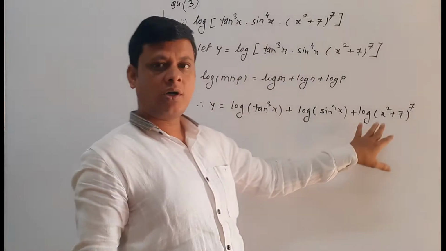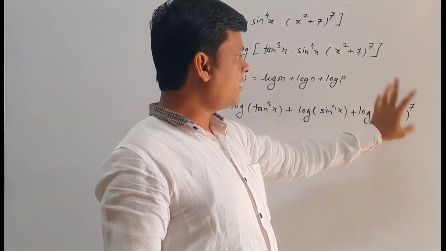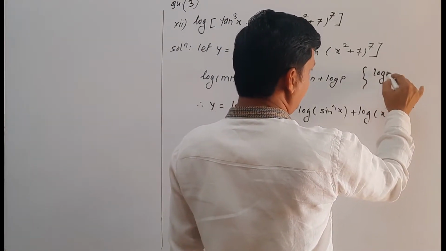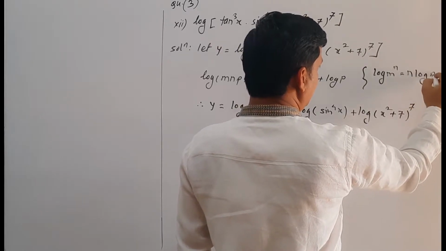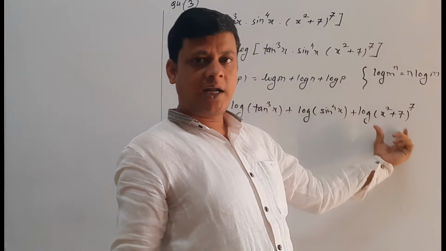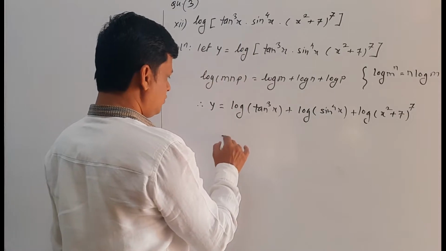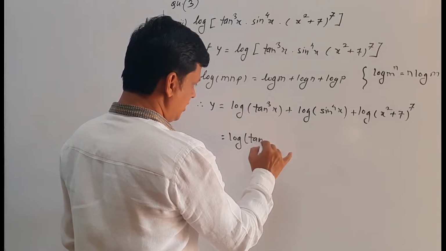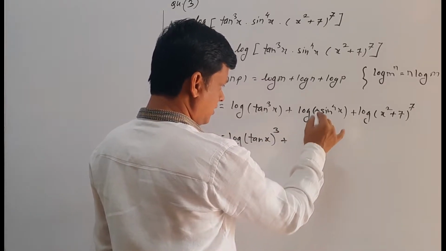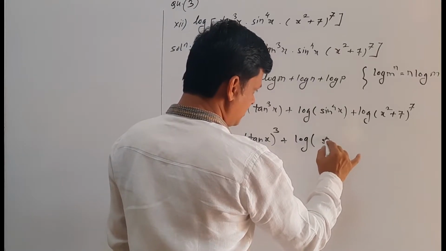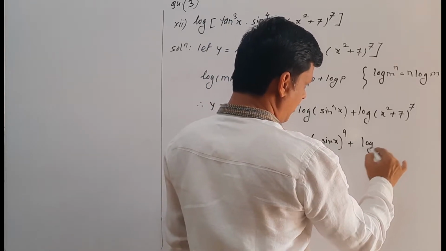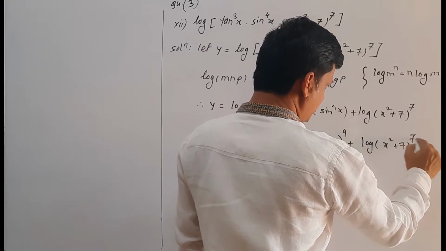Now, one more property we have to use here: log mⁿ can be written as n log m. That means we can write the power as multiplication. So we use that property for this last term. So we write this as log of (10x)³ plus log of (sin x)⁴ plus log of (x² + 7)⁷ as it is.